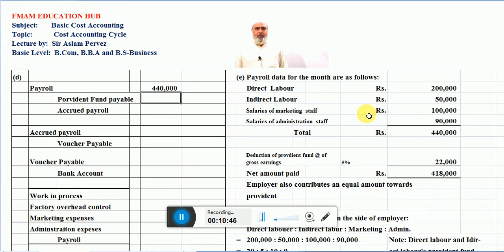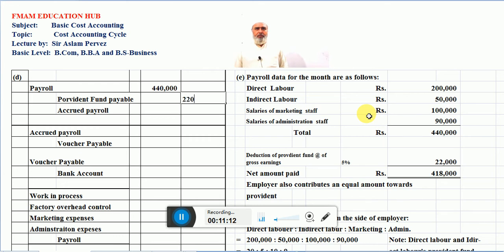Now students, there is only one item which is deducted from the gross salary, like deduction of provident fund at the rate of 5%, which is the amount of 22,000 rupees here. This is 22,000 rupees here as a credit, because this is a liability which will be paid in future.